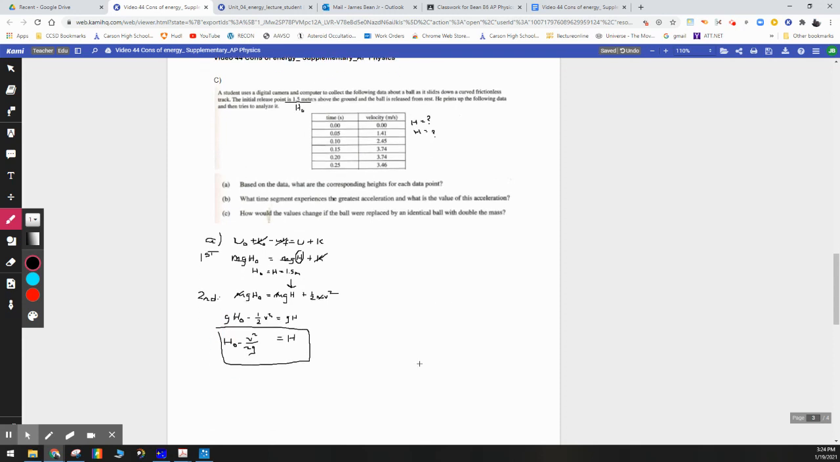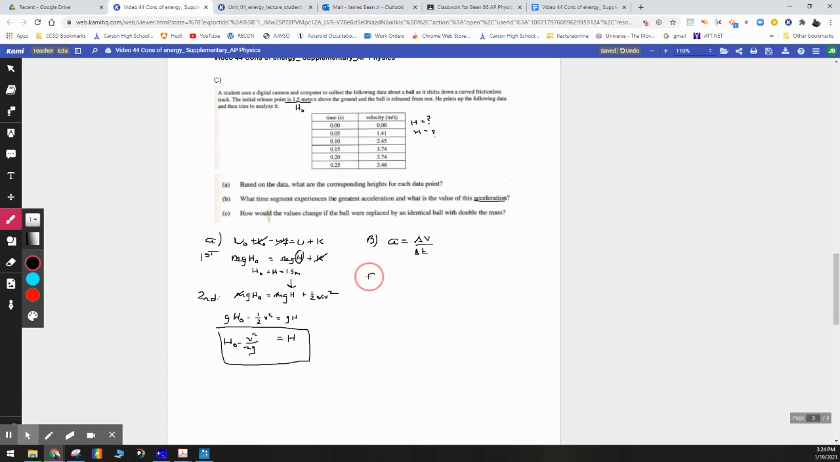Then part B is asking what time segment experiences the greatest acceleration and what is the value of this acceleration. Acceleration is simply the change in velocity over the change in time. See which one of those is the greatest, and then we'll hit pause and let you work on that one.